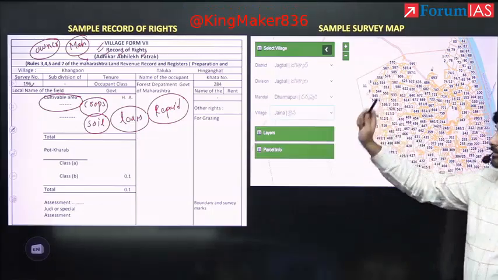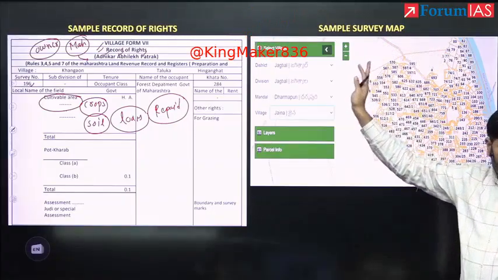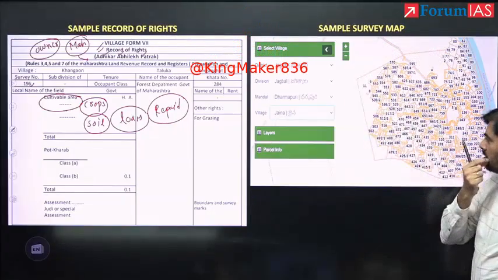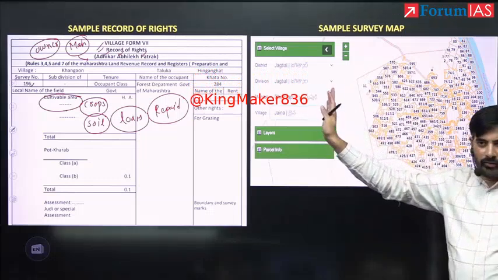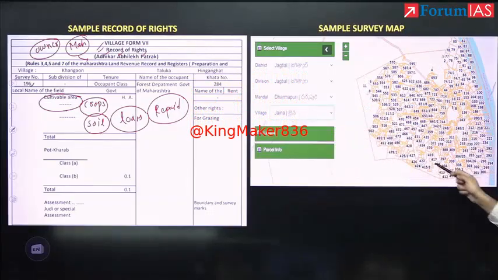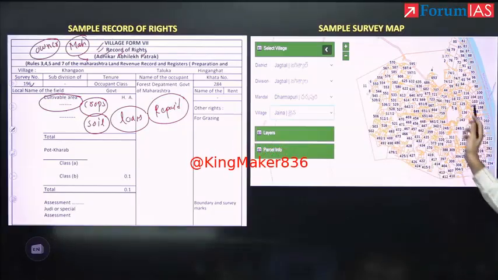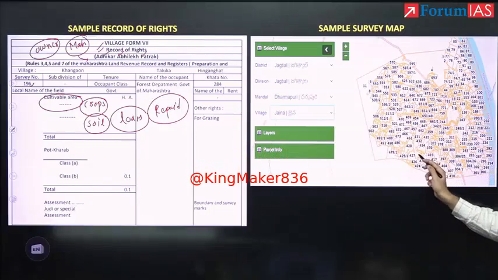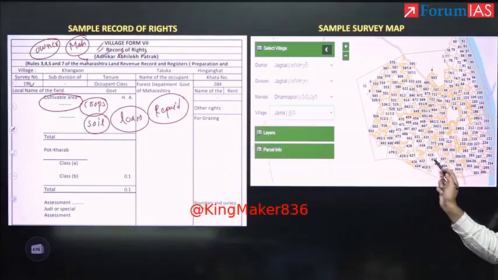Now this is the sample survey map which I have taken. This is actually Telugu. I guess it is from Andhra Pradesh. So as you can see here, this is how the survey map looks. You can see this survey map of a village assigns a unique survey number to every parcel of land.